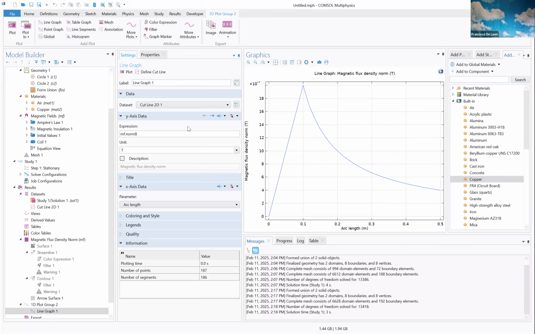Current needs to be continuous. Here it is not continuous. So we are violating this.